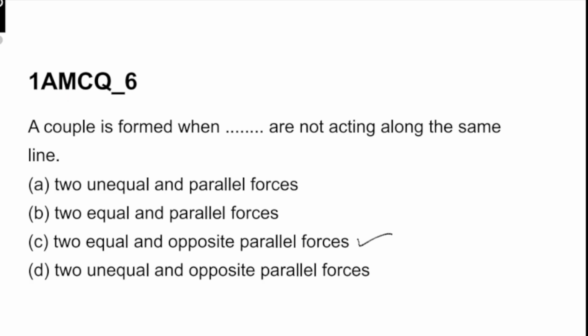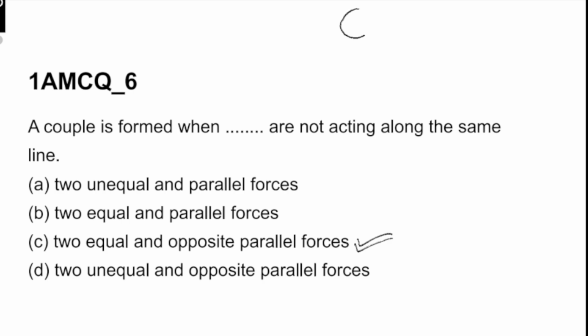This is MCQ number 6. A couple is formed when dash are not acting along the same line. The answer is, it's just the definition of a couple: two equal and opposite parallel forces, right? They are not acting along the same line.